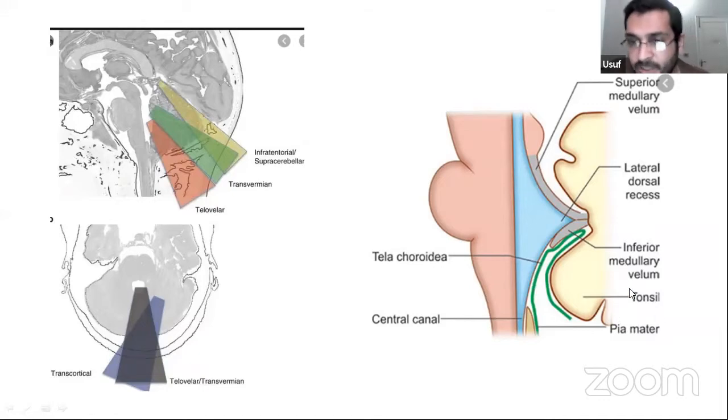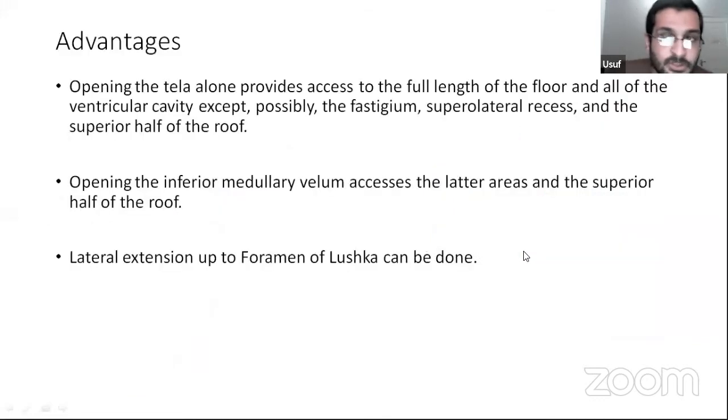The reason it is called the telovelar approach is because it is this junction that we are utilizing, the junction between the tela choroidea and the inferior medullary velum. The basic advantage is that opening the tela alone provides good access to the full length of the floor of the fourth ventricle and even up to the fastigium, and the superior-lateral recess can also be accessed. And if you combine it with opening of the inferior medullary velum, then the lateral area and the superior half of the roof can also be easily accessed.